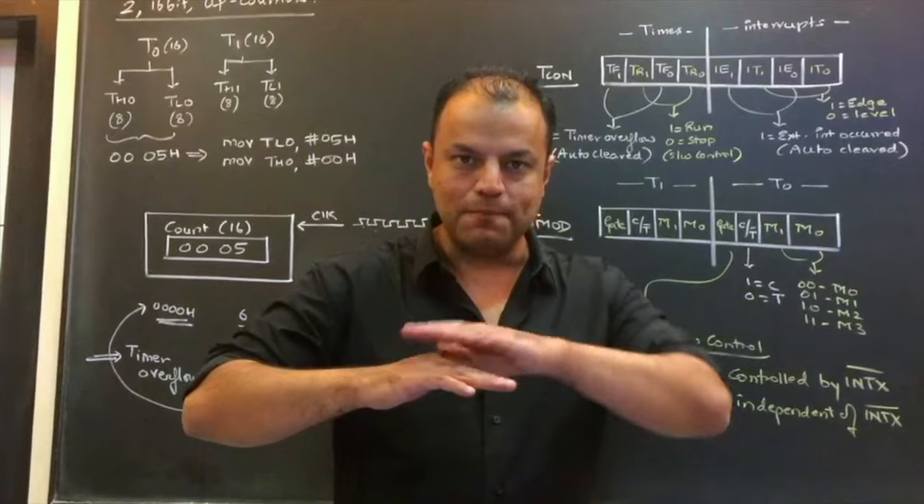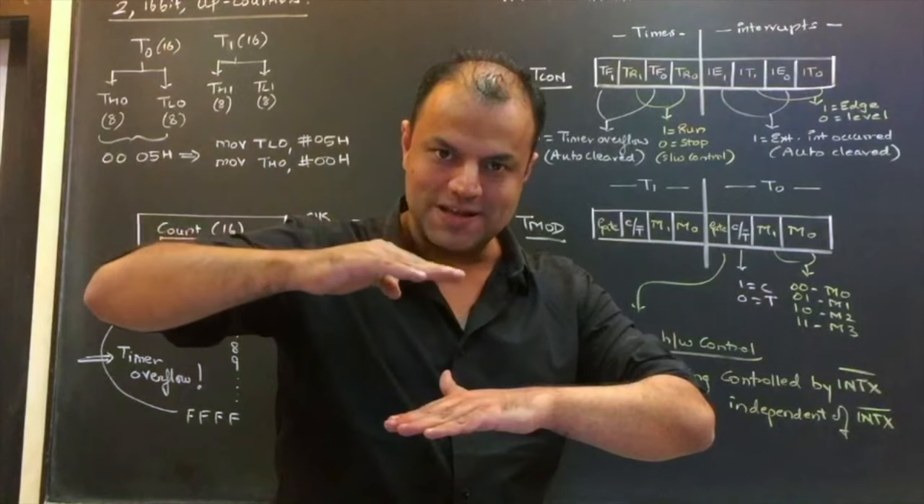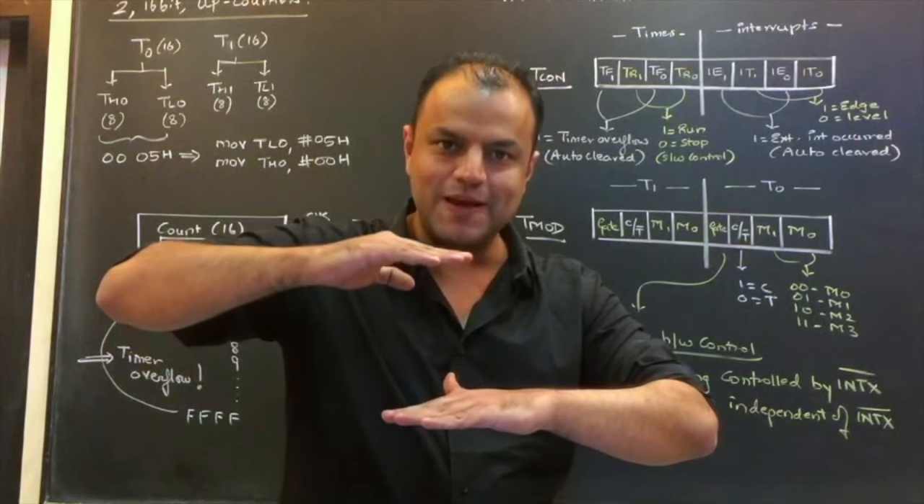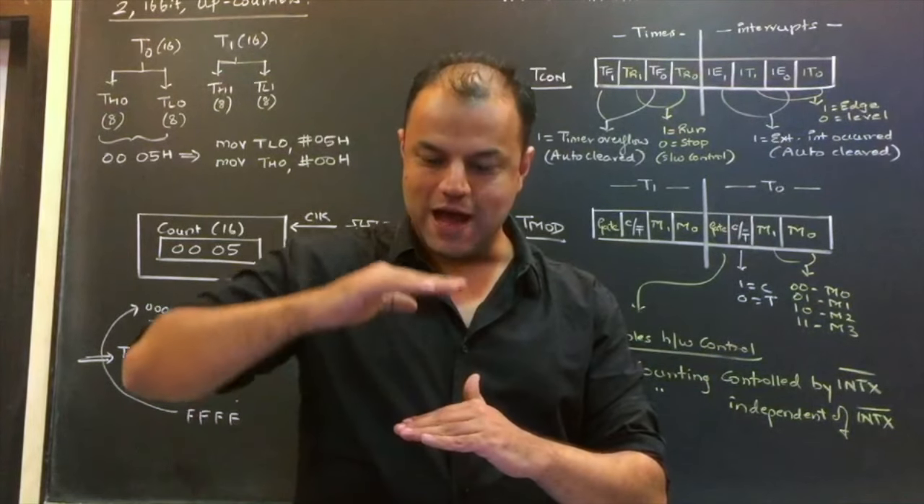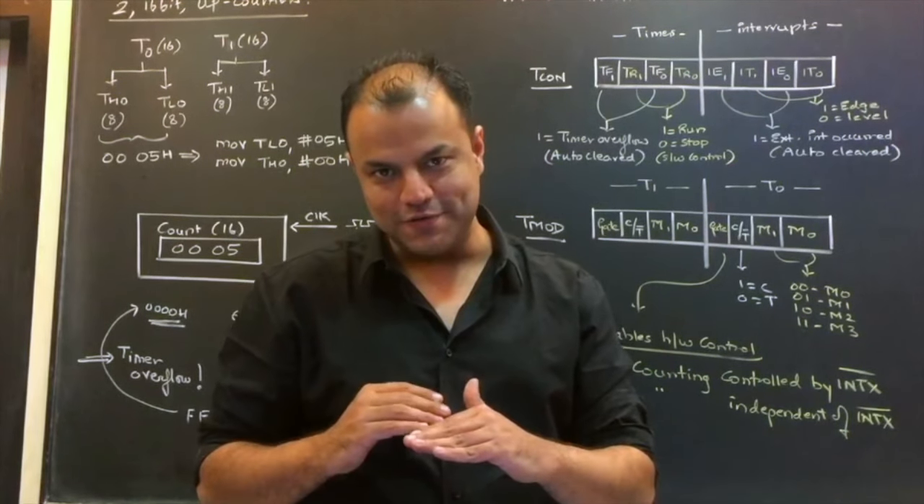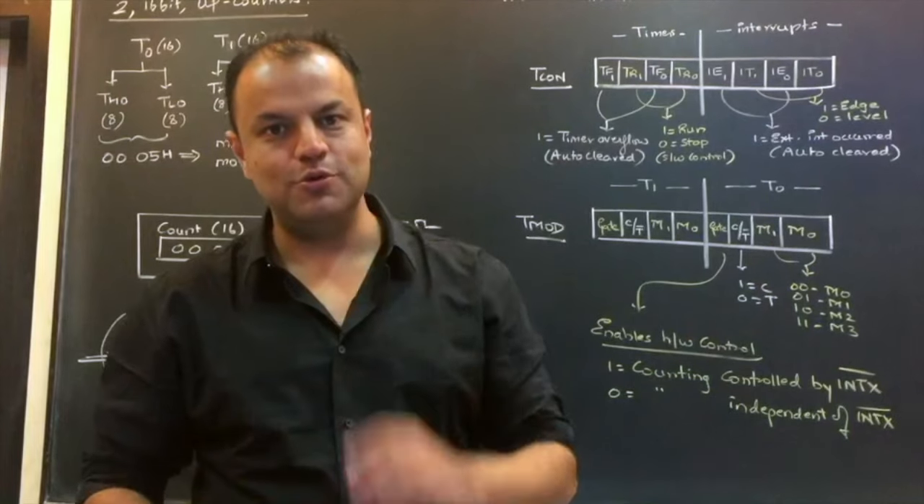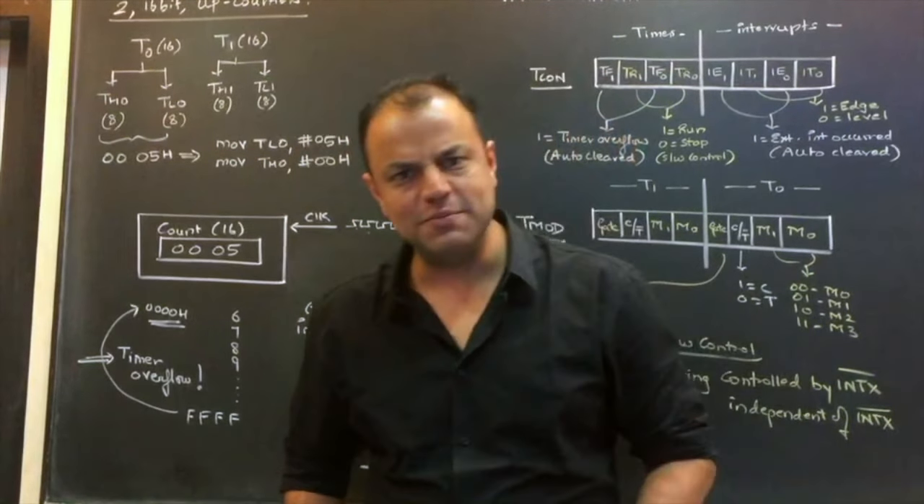Load FFFF minus 5 plus 1, which means load FFFF minus 4. So what happens? After 4 pulses, you will reach FFFF. On the 5th pulse, you will overflow. That means you'll end up counting 5 pulses. Please tell me, did you understand this?